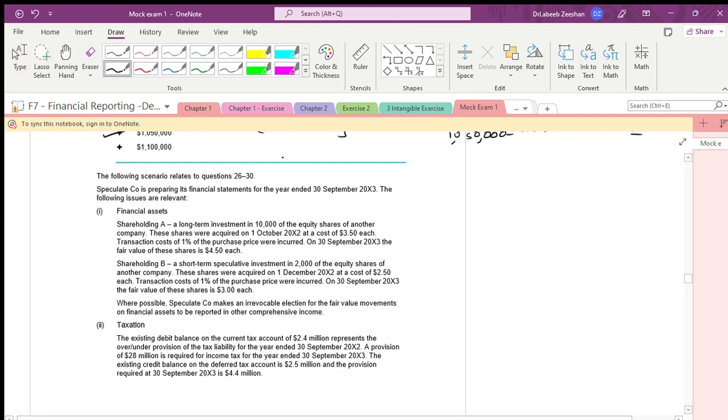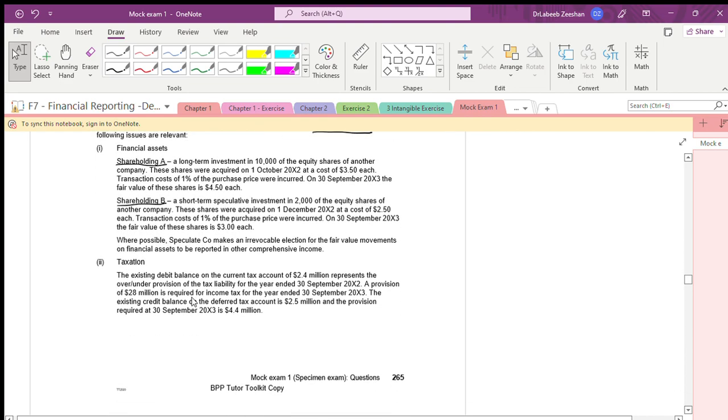What they are asking: Speculate company is preparing its financial statements for the year ended 30th December. Financial assets, they have the shareholding of A and shareholding of B. If there is anything related to ratio analysis, I will skip and I will do it again. A long-term investment of 10,000 in the equity shares of another company. These shares are acquired on 1st October at 3.5. Transaction cost is 1%. Purchase price increase on 30th.